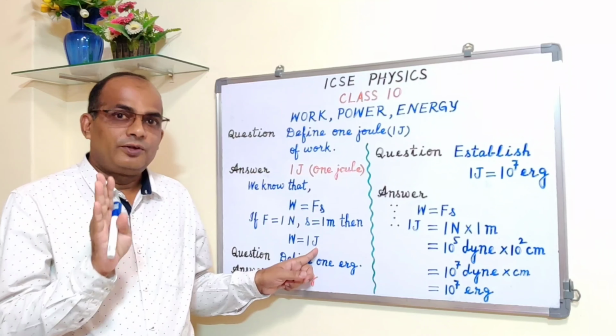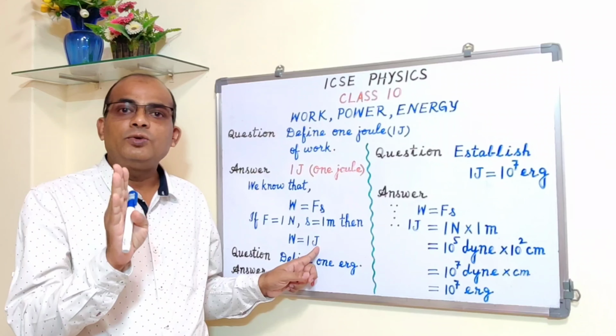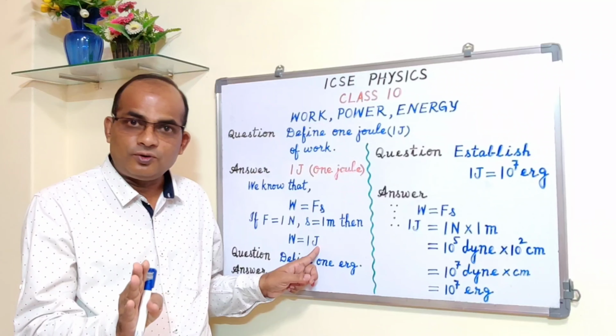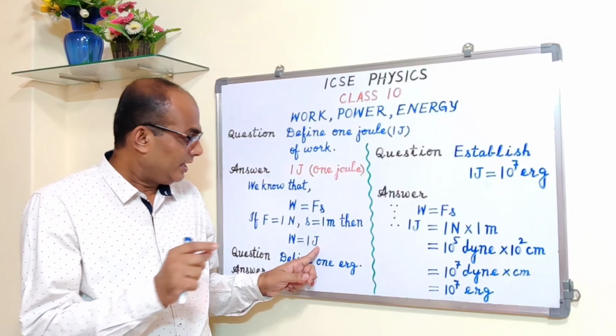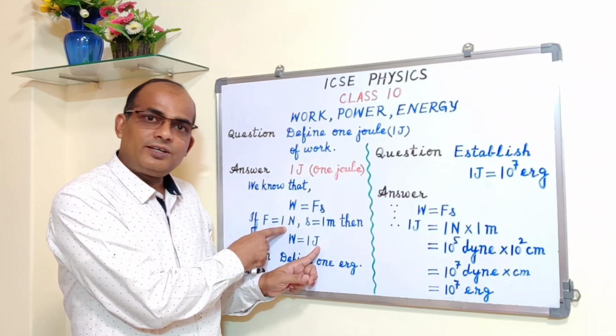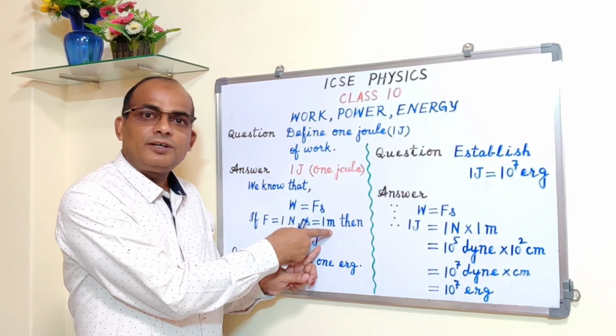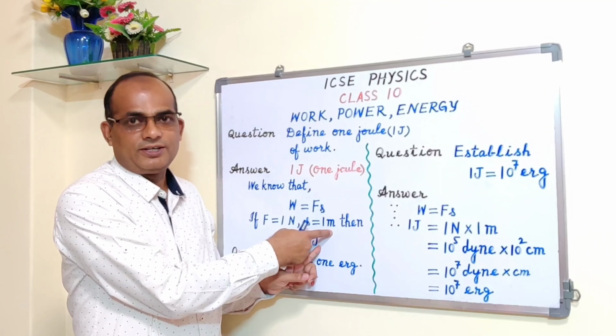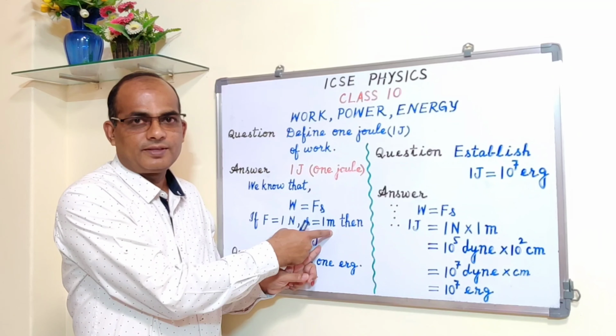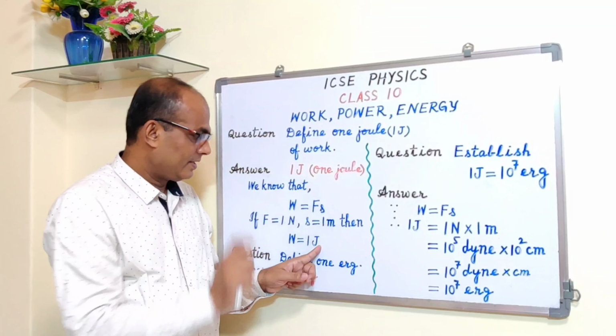How? Just see, 1 joule is the amount of work done when a force of 1 Newton displaces a body by 1 meter in its own direction. Okay? Clear? Fine.